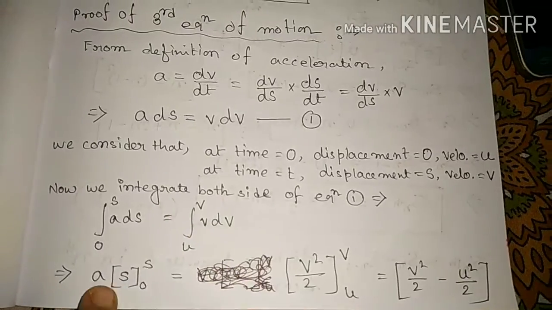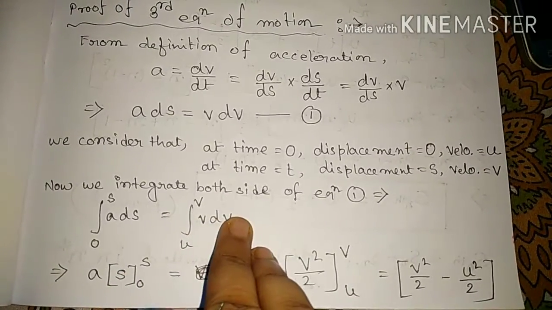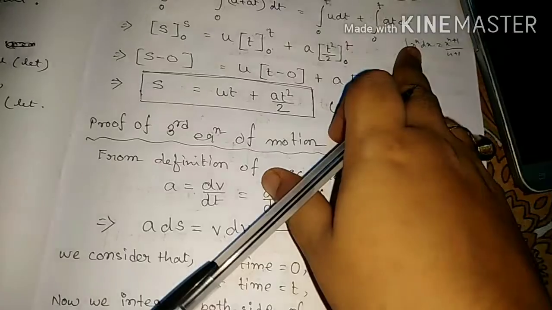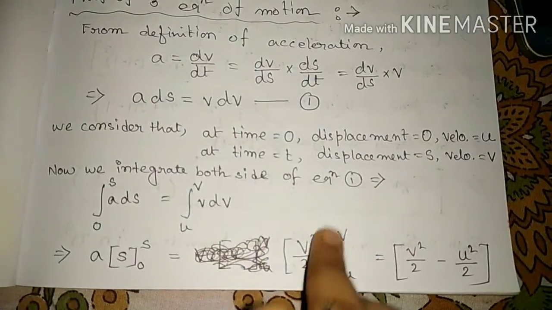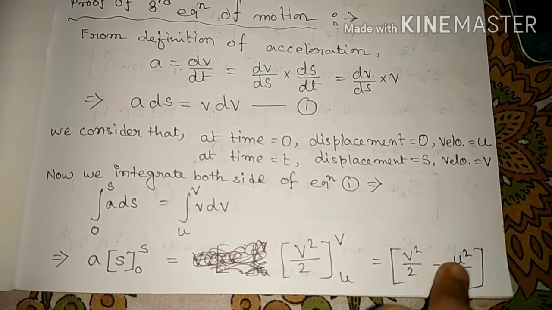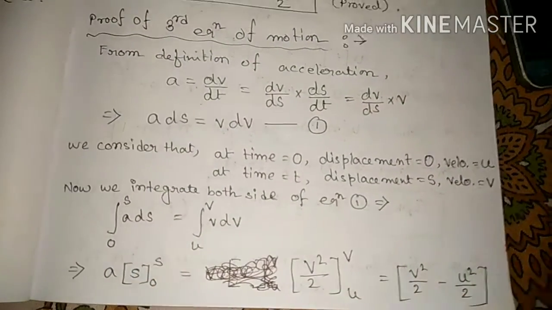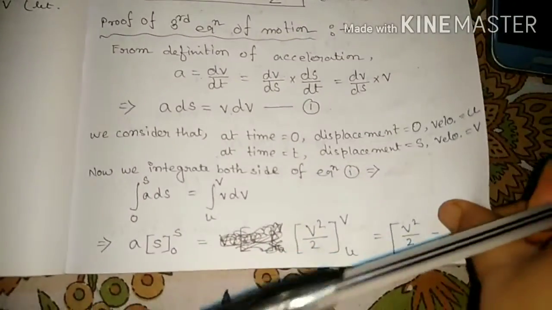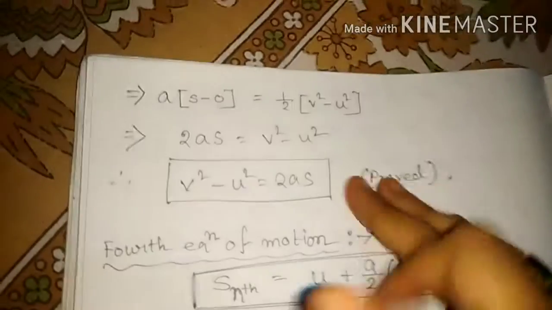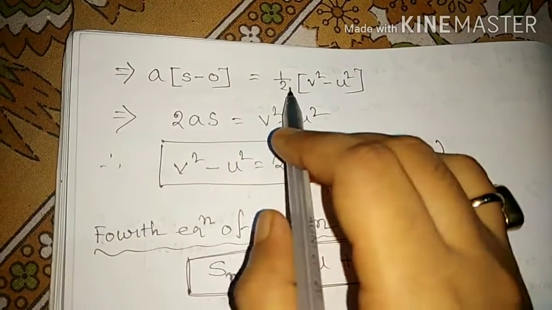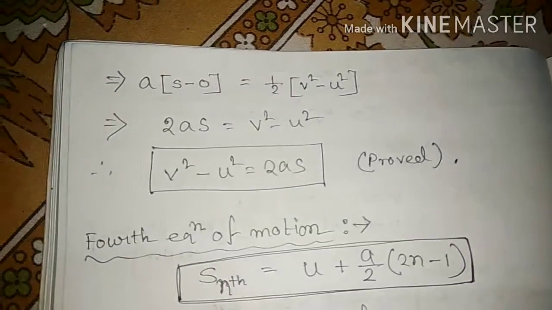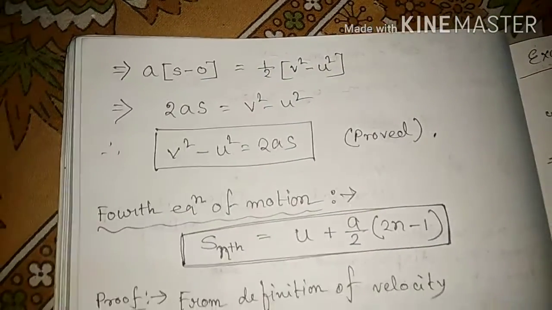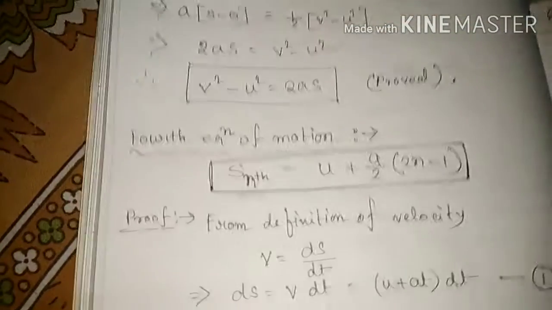Now we integrate ds, a is constant, so we get s, and v dv gives v square by 2, using the formula x to the power n dx equals x to the power n plus 1 by n plus 1. Now putting the limits, v square by 2 minus u square by 2, and on the other side a into s minus 0, equals half of v square minus u square. Now multiplying both sides by 2, we have 2as equals v square minus u square. So this is nothing but our third equation of motion, v square minus u square equals 2 into a into s.